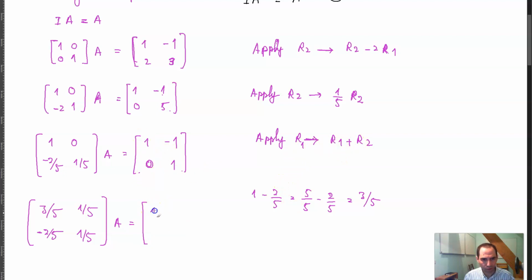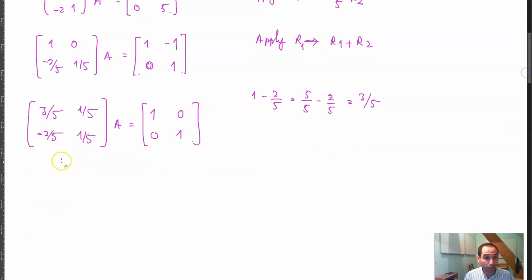That becomes your first matrix times A is equal to R1 becomes R1 plus R2. So 1 plus 0 is equal to 1. This becomes 0, 0, 1, which means that basically this is the inverse of A, because this times A is the identity matrix, which means that A inverse is equal to 3/5, 1/5, negative 2/5, and 1/5. Right, so that is basically A inverse.